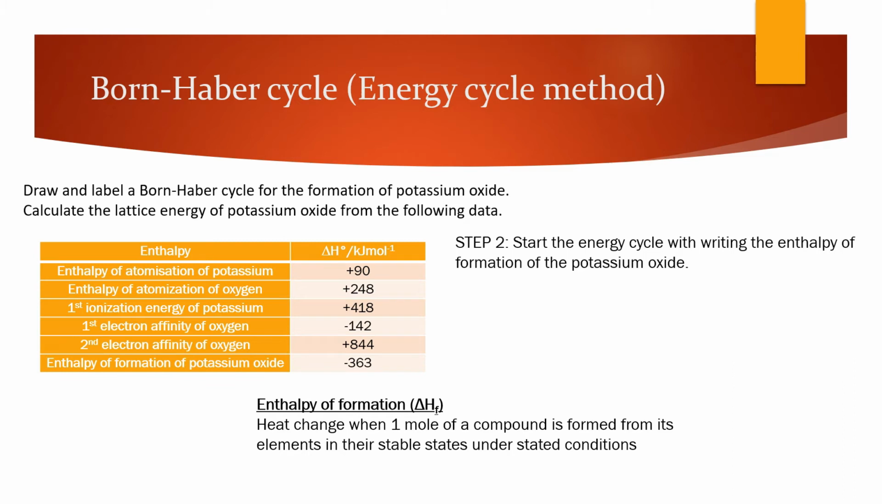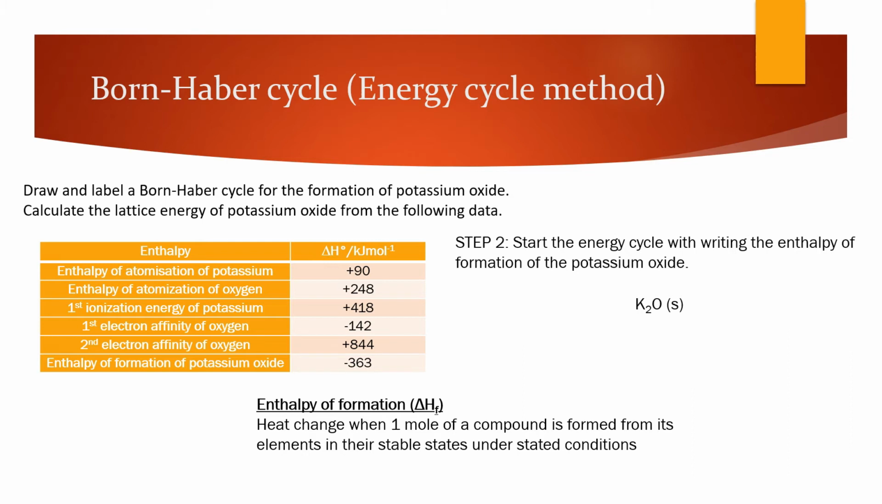And the compound is formed from its elements in their most stable state under standard conditions. The elements in their stable state refer to the elements inside the compound, and the elements must be in the most stable state. So for example, potassium oxide here, our compound is potassium oxide, K2O solid.